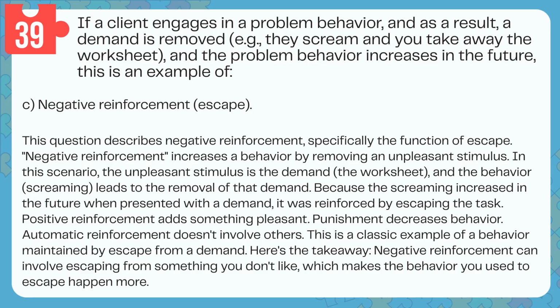task. Positive reinforcement adds something pleasant. Punishment decreases behavior. Automatic reinforcement doesn't involve others. This is a classic example of a behavior maintained by escape from a demand. Here's the takeaway. Negative reinforcement can involve escaping from something you don't like, which makes the behavior you use to escape happen more.